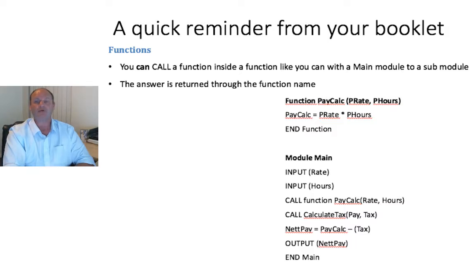The submodule, calculate tax, the pay parameter is by value and it is needed for the submodule to do its calculation. The tax parameter is by reference and is returning a different value than the one that was sent. This is why payCalc is a submodule and not a function.